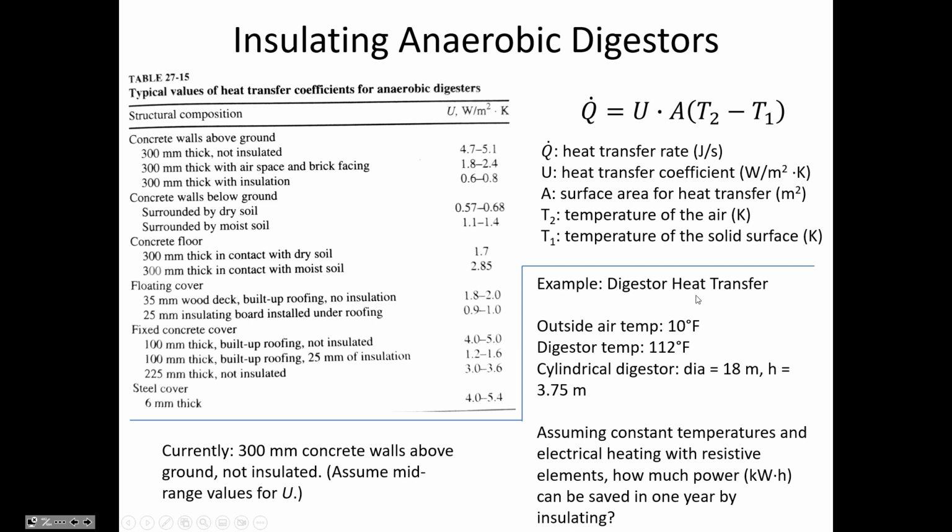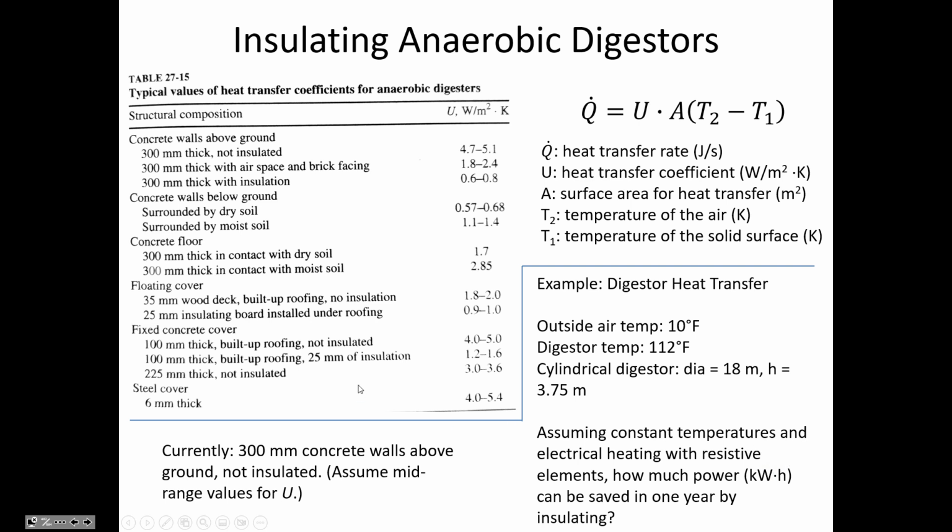So let's just assume that our sludge stays all the time at 112 degrees Fahrenheit and it's 10 degrees Fahrenheit outside. Maybe this is in, I don't know, Norway or something. Always cold. Let's just say if we went from uninsulated to insulated, then how much power could be saved on an annual basis by doing that?